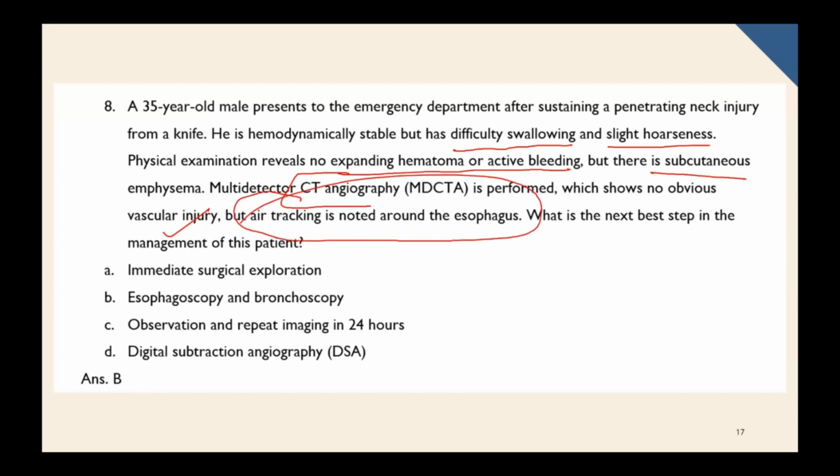So what will you do next? You cannot directly explore. You cannot observe because there is some air around the esophagus, and you cannot do a DSA because there is no vascular injury. So obviously, as it is around the esophagus, you need to do an esophagoscopy and a bronchoscopy for identification of either injury to the respiratory system or the esophagus or any development of any fistula. Okay. So that is why it is very important.